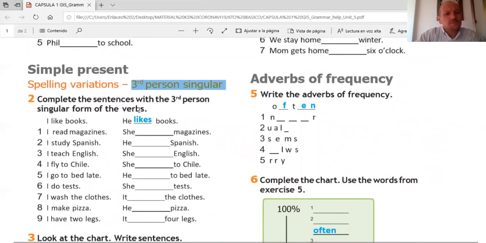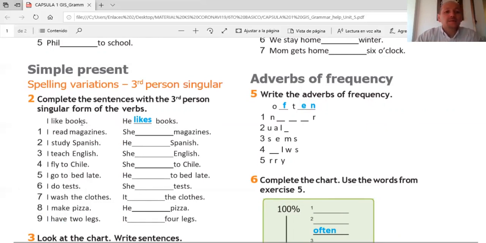I like books. He likes books. Lo voy a enfatizar un poquito la S, ¿ya? Likes, para que lo puedan entender y lo puedan escuchar también. Vamos a traspasar, ¿cierto? Todos estos ejercicios con el I, que no lleva S, ahí lo pueden ver ustedes, with I, that they don't use the final S: study, teach, fly, go, do, wash, make, and have.